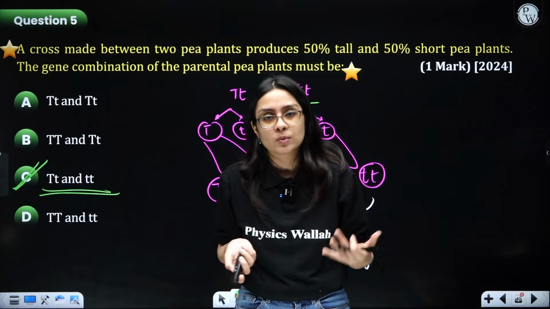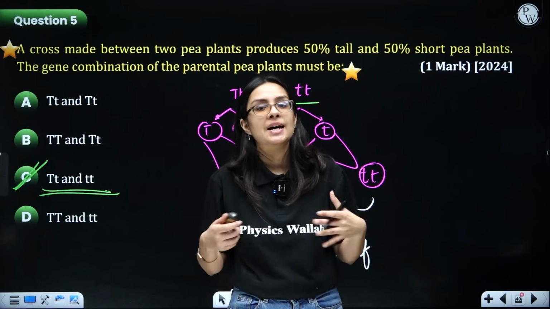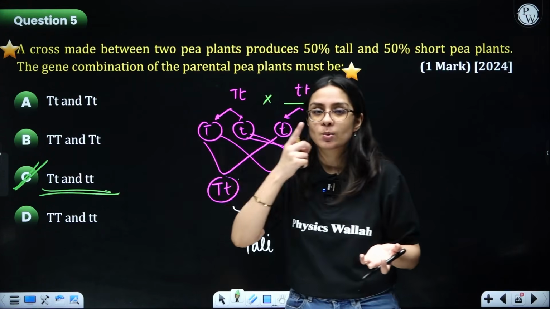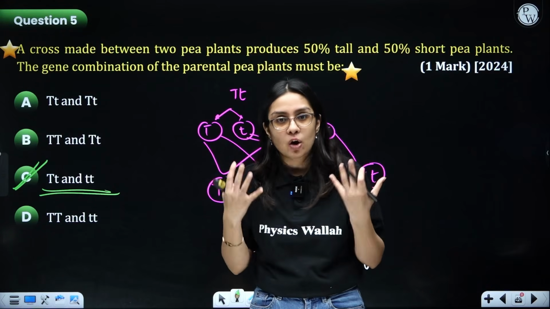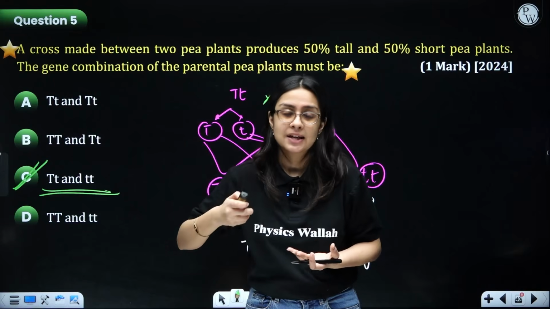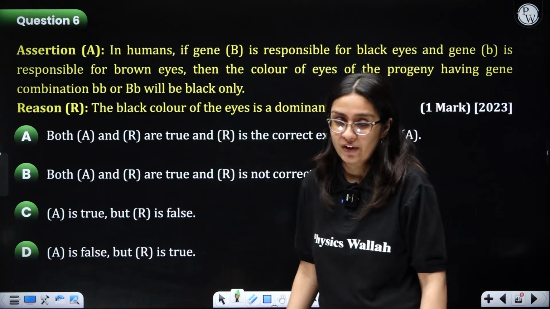Please try to practice questions like this because it is not necessary that they give you the parental genotypes and ask for the offspring phenotype and genotype. It could also be possible, like in this question, that they give you the offspring phenotype and, in reverse, ask you the genotype of the parents. These are very frequent questions and they could be confusing if you don't practice them well.